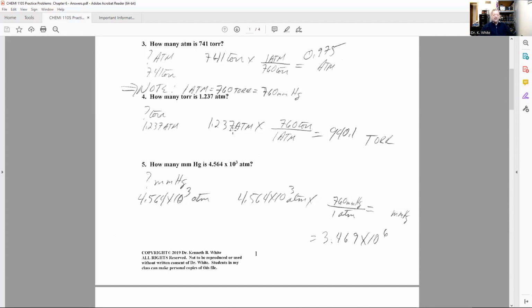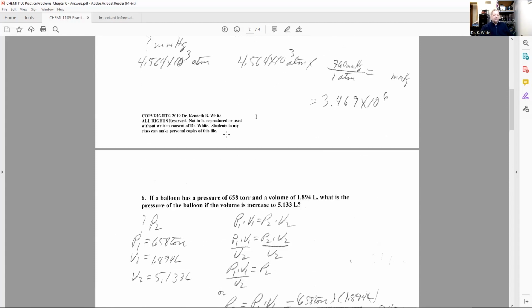Anyways, this has 4 significant figures. Ooh, get that last finger up. 4, exact number. Your answer should have 4, and it does. All right, let's move on.